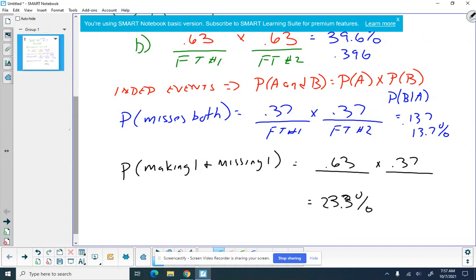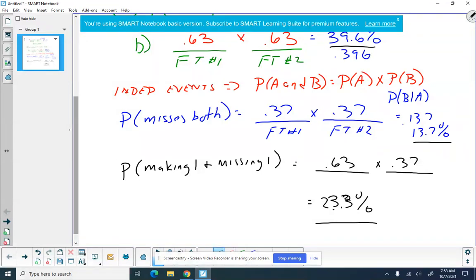Well, if I take a look at my 3 percentages, I have a 39.6% chance of making both. I have a 13.7% chance of missing both. And making one, missing one is a 23.3% chance. Does this add up to 100%? No. So where's our error here? Where's our mistake? Yes, Grayson. You can miss that, make it.